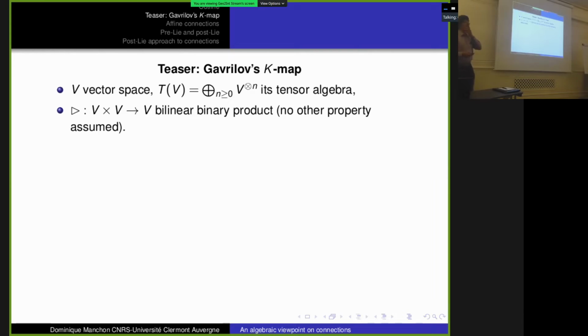So I start with a completely algebraic trick you can find in papers by Alexei Gavrilov from Novosibirsk. And it goes like this. You look at a vector space on some field, V, and you look at the tensor algebra, T of V. So it's the linear span of words with letters in a basis of V, if you want. And then you look at a bilinear product, triangle, from V cross V to V, but you don't suppose anything. It's not associative, it's not Lie, it's nothing. Just bilinear. Purely magmatic, we say in operadic language.